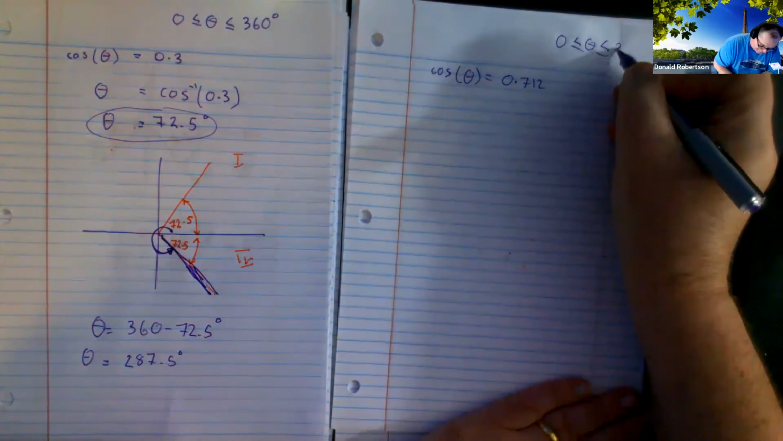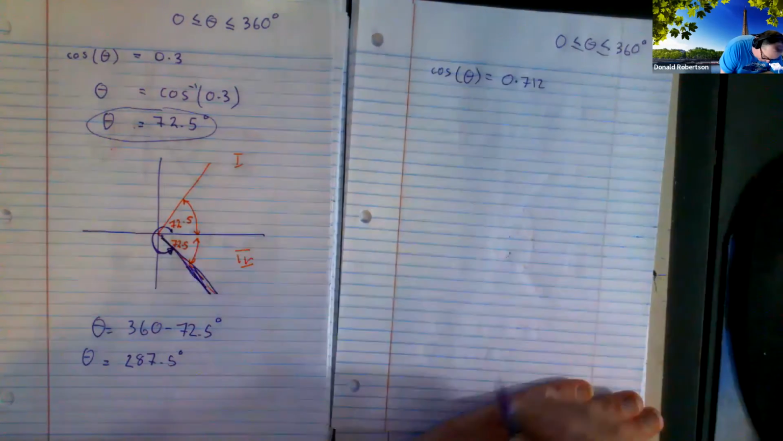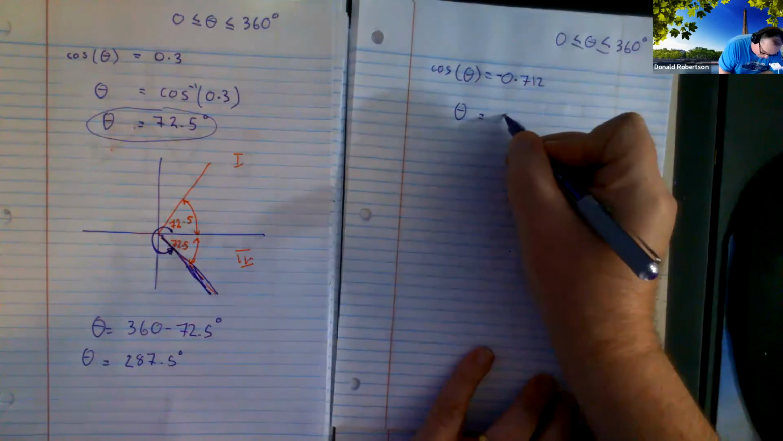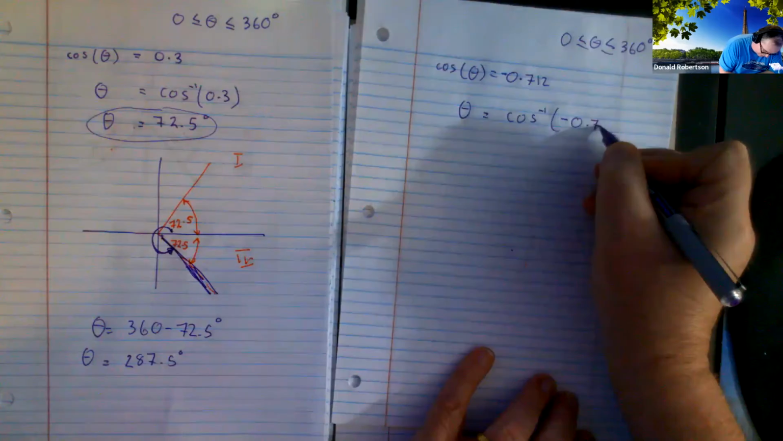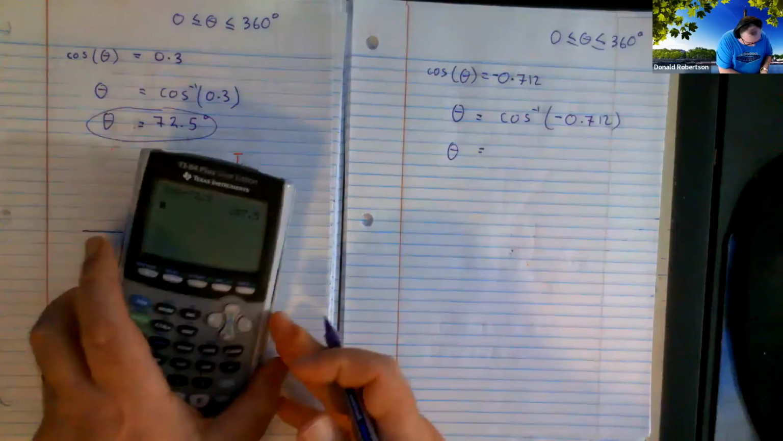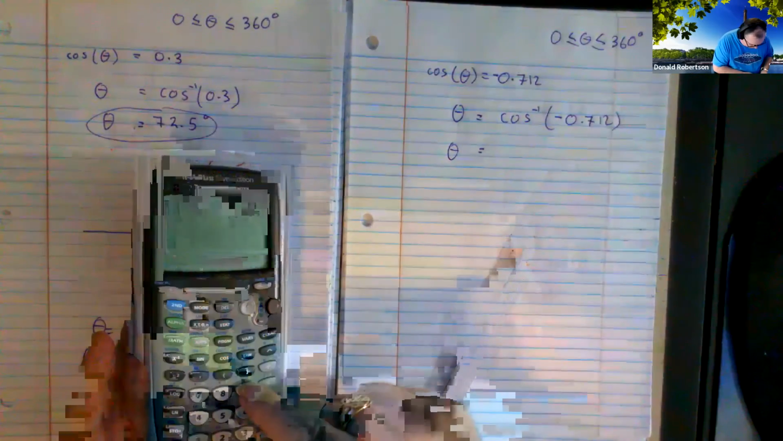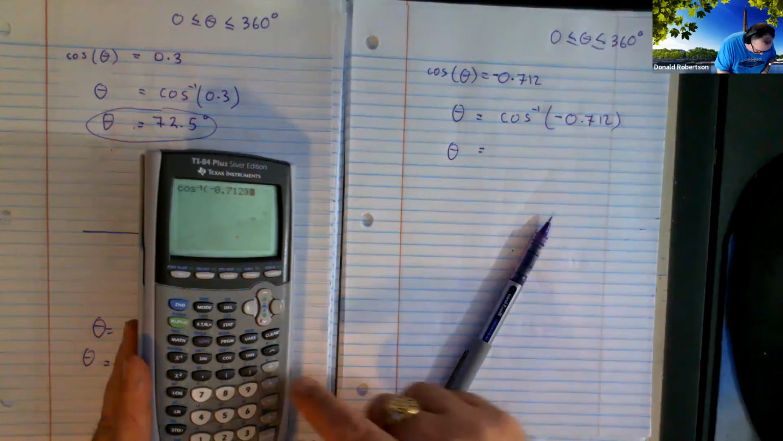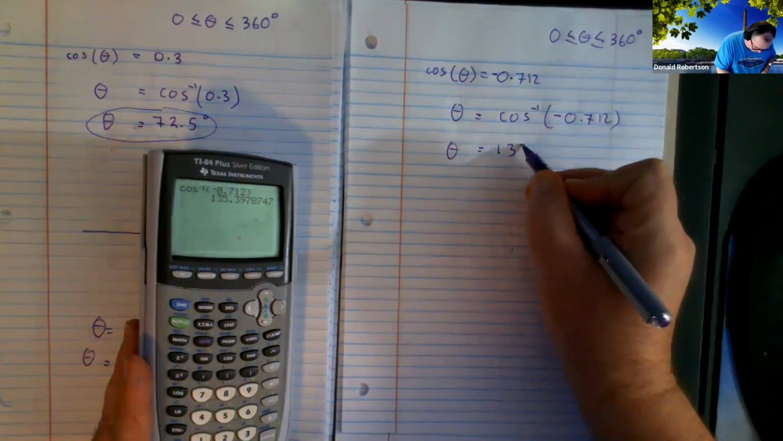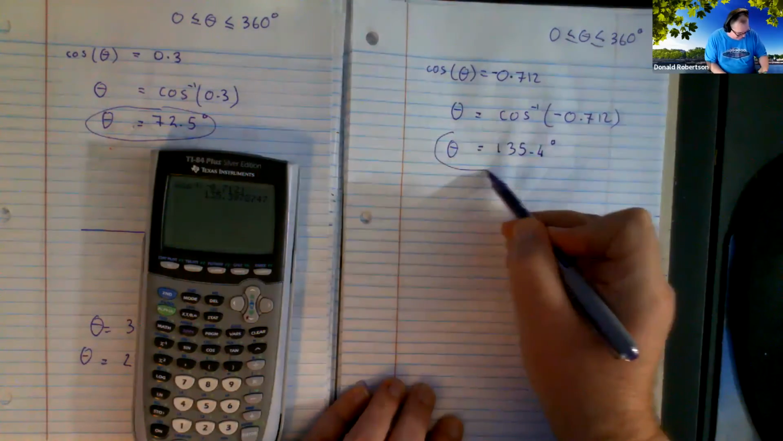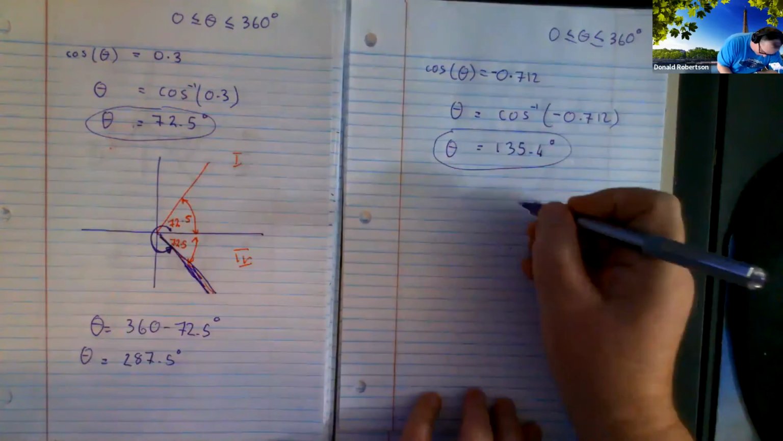And again, we're being asked to do it in the 0 to 360 range. So there's my negative. So we want to find the inverse cosine of negative that number. I go to my calculator and do inverse cosine, and I type in negative, which is a button down here, 0.712. And we are looking at 135.4 degrees. That's one of the two answers. It's between 0 and 360, so I can use it.